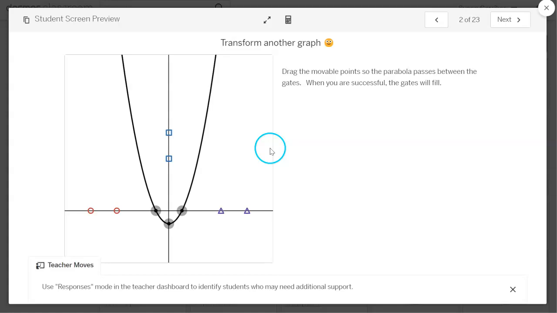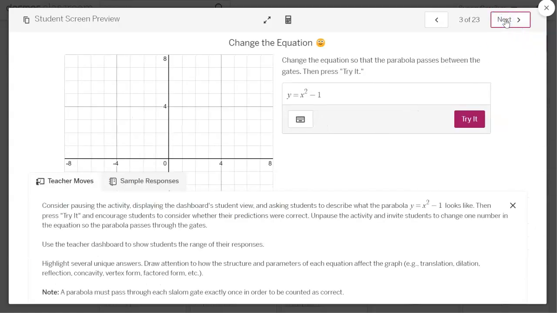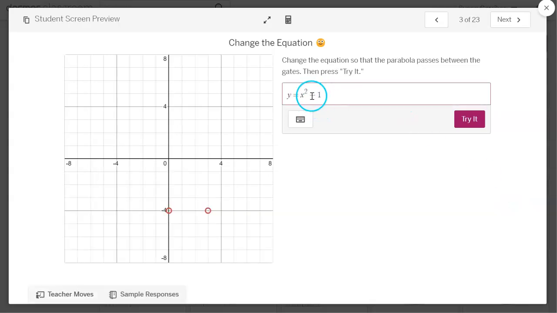They'll repeat the process here, except now they have 3 separate gates to go through, so they need to make sure the parabola goes through all 3 of the gates. Now that's just to get them started, because on this activity they're simply going to type an equation to create a parabola that will go between these. There are an infinite number of possibilities, so encourage them to be creative.